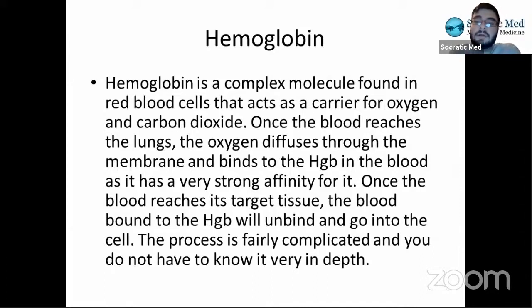And when it does that, the oxygen binds to the hemoglobin in the blood, as oxygen has a very strong affinity for hemoglobin. Once the blood reaches its target tissue, the oxygen bound to the hemoglobin will unbind and go into the cell. The process of how it does this is a little bit complicated, and I don't believe they really test on it in the MCAT. If you took a biochemistry class, you probably have talked about this whole process, but for the MCAT, it's not really important because it's a little bit in depth, right?